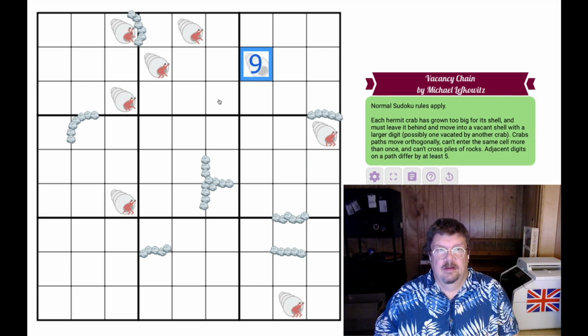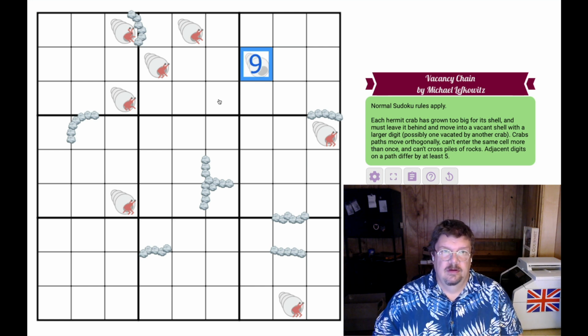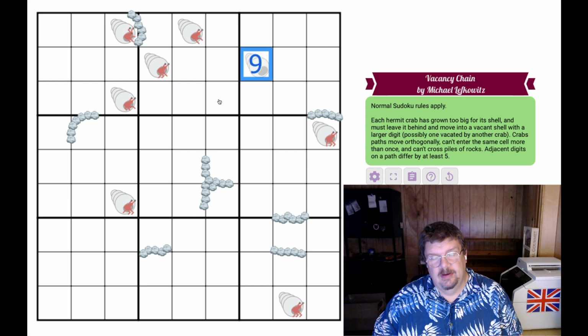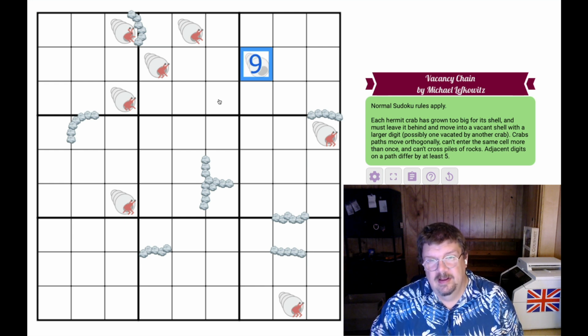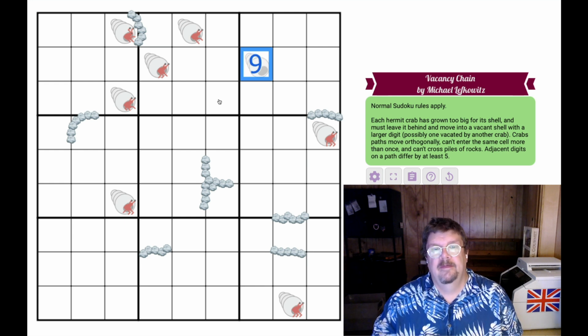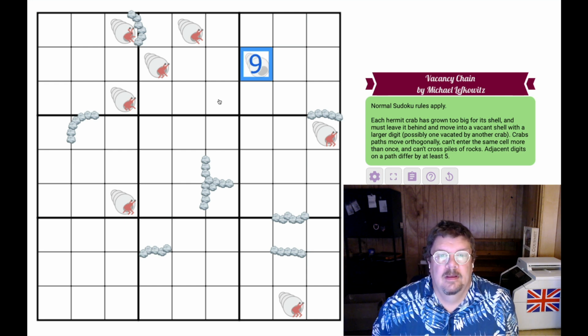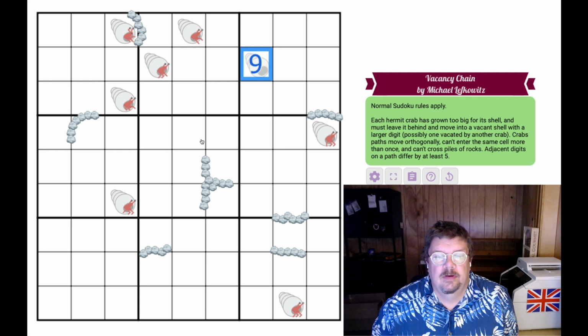So we're going to have one in shell 1, which moves to shell 2. 2 is going to move to 3. 3 is going to move to 4. 4 is going to move to 6 because you can't have a 5 on the German whispers line. 6 to 7, 7 to 8, and 8 to 9. Okay, we have the basic plan. Now, what else can we do? Which crab is going to go to here?